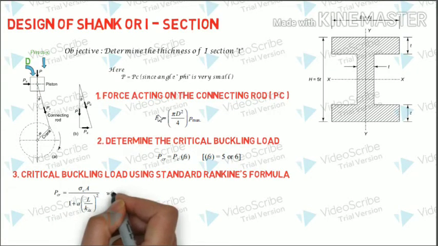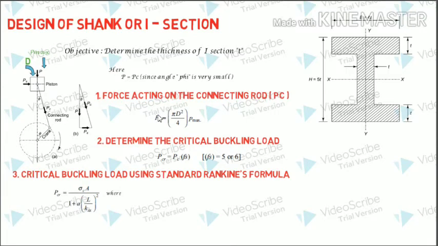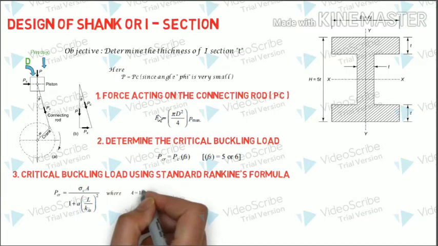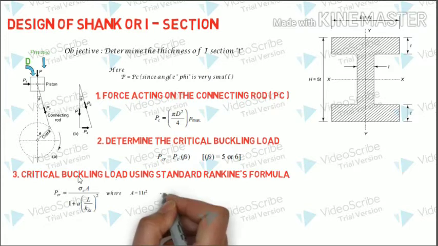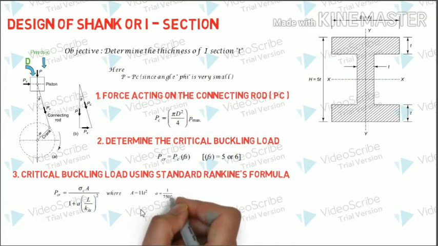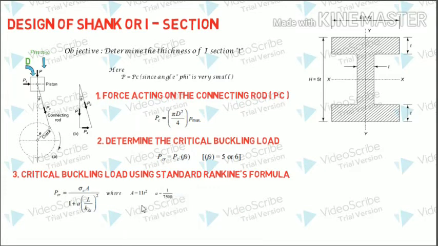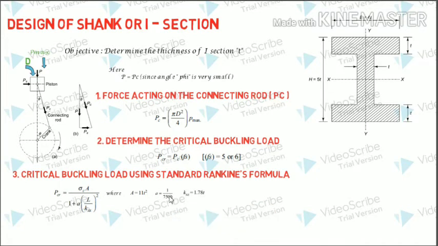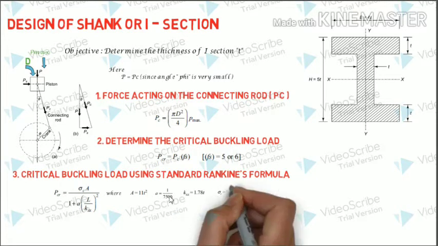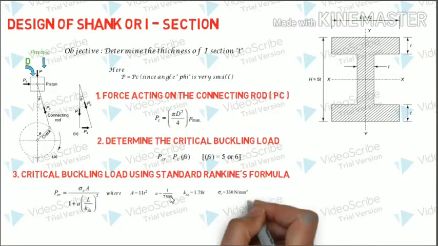You might have already learned in mechanics of solids that when a column is subjected to buckling, we use Rankine's formula. From Rankine's formula, your PCR can be found using this relationship, where A is nothing but the area of this I section, this cross section, and that is given by 11 t square. And the small a is nothing but 1 by 7500, which is the standard value. You can take it as it is.